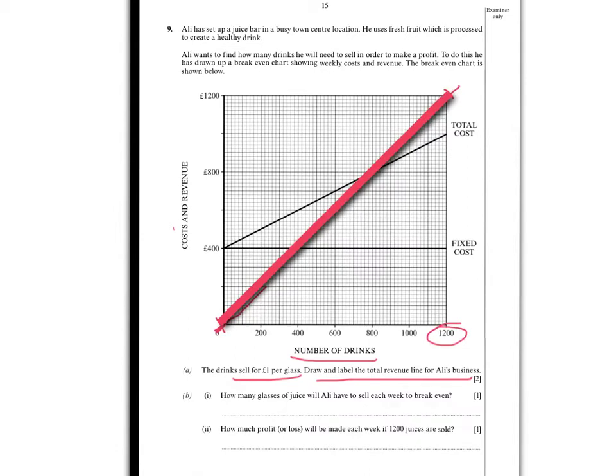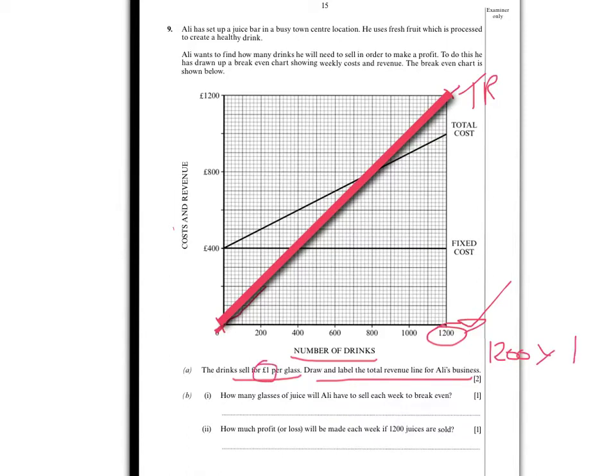That's the amount of, and I would call it, if you don't do this, you'll lose a mark. I'd call that total revenue. Now, all I've done there is I've done the amount of money he'll make if he sells nothing, which is nothing. And I've gone straight up to how much money he'd make if he sold all the products. 1,200, he'd get £1,200. Because it was 1,200 times how much he'd sell it for, which is £1.